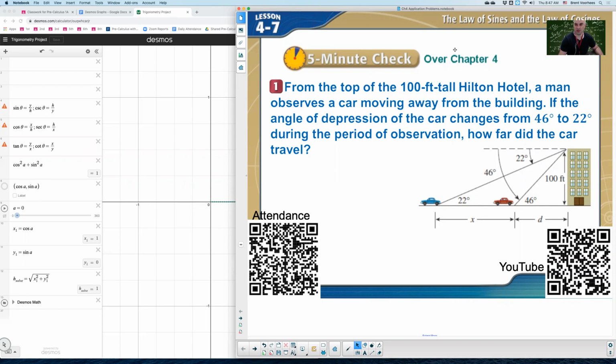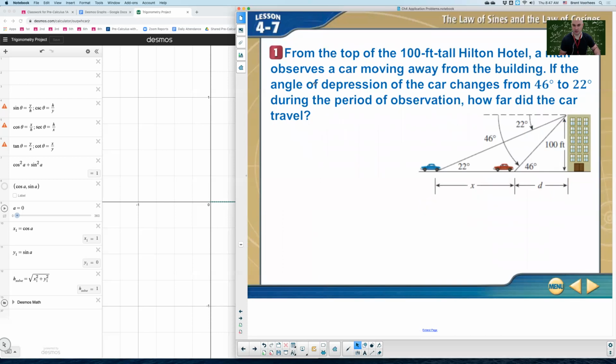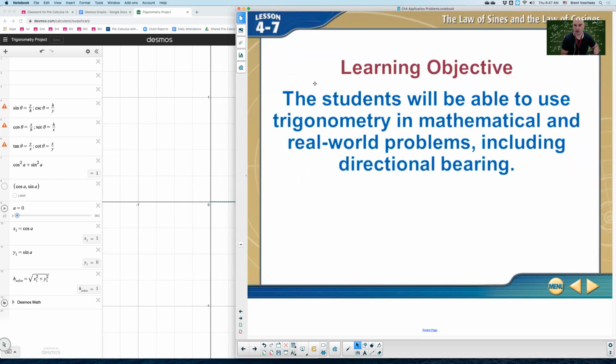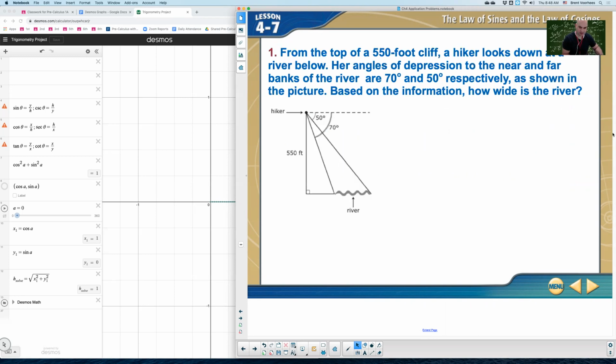One thing you can do is if you look on the right side of my screen right now, you'll see that I have an application problem. This whole lesson, as we go through, is working on using trigonometry to solve mathematical and real world problems. And we'll also get into this directional bearing, what that means, what it does, etc. Okay, so that's what this lesson's all about.